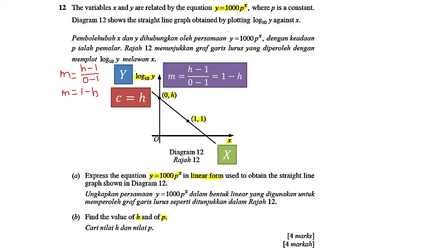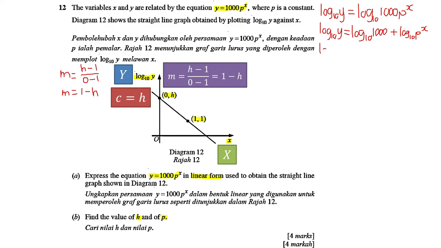Now, we want to get the linear form from the non-linear equation. Both sides add log 10. So log 10y equals log 10 1000 p to the power of x. But because the x is not the power for 1000, we cannot bring it down. So what we do, we have to separate them first. Log 10y equals log 10 1000 plus log 10 p to the power of x. Okay, now we can bring the x down.